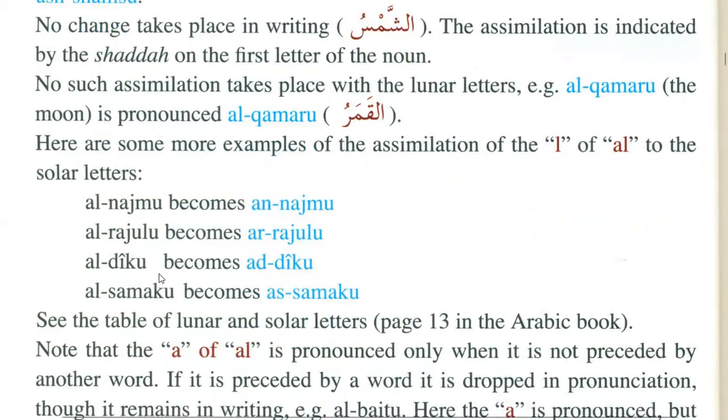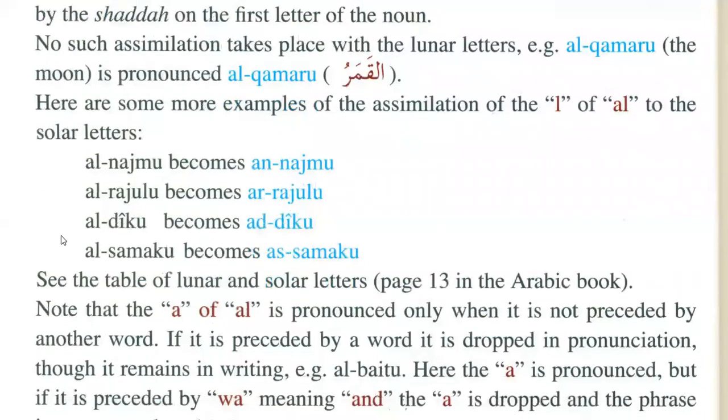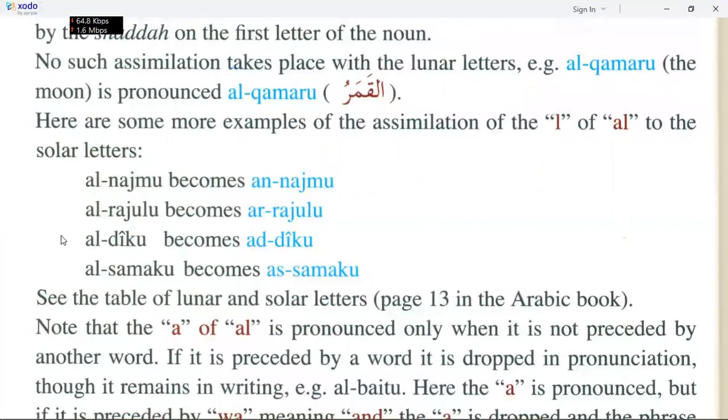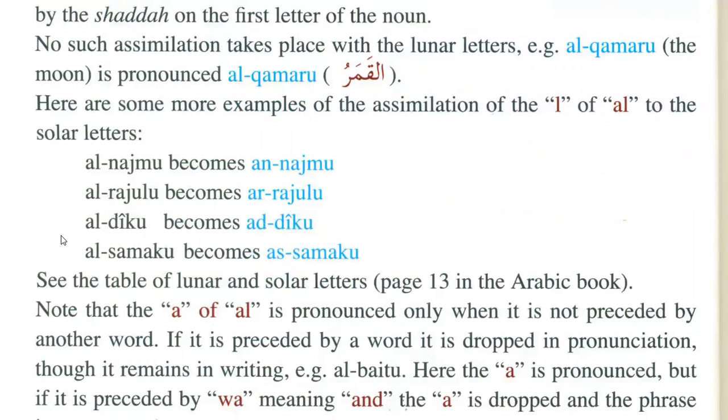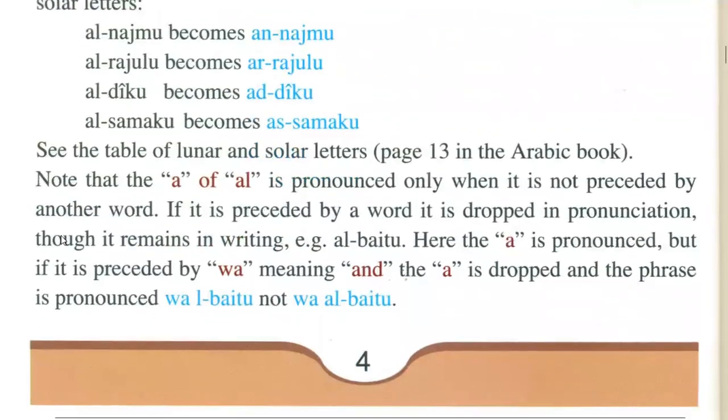Here are some more examples of the assimilation of the lam of al to the solar letters. Al-najmu becomes an-najmu. Al-rajulu becomes ar-rajulu. Ad-diku, ad-diku. Al-samaku becomes as-samaku. See the table of lunar and solar letters, page 13 in the Arabic book.